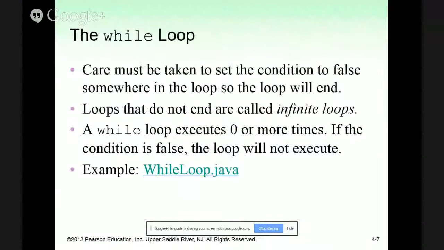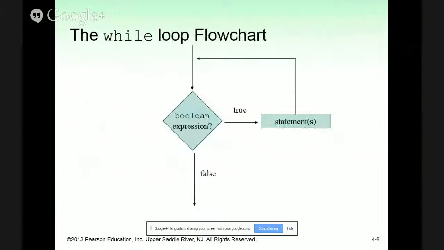Here's what a while loop looks like in a flowchart. So we have the flow of logic that comes down into this decision diamond. If it's true, then we execute the statements and we go back and check to see if the Boolean expression is true again. And that keeps happening until the Boolean expression becomes false, at which point we move on to the next part of the program.